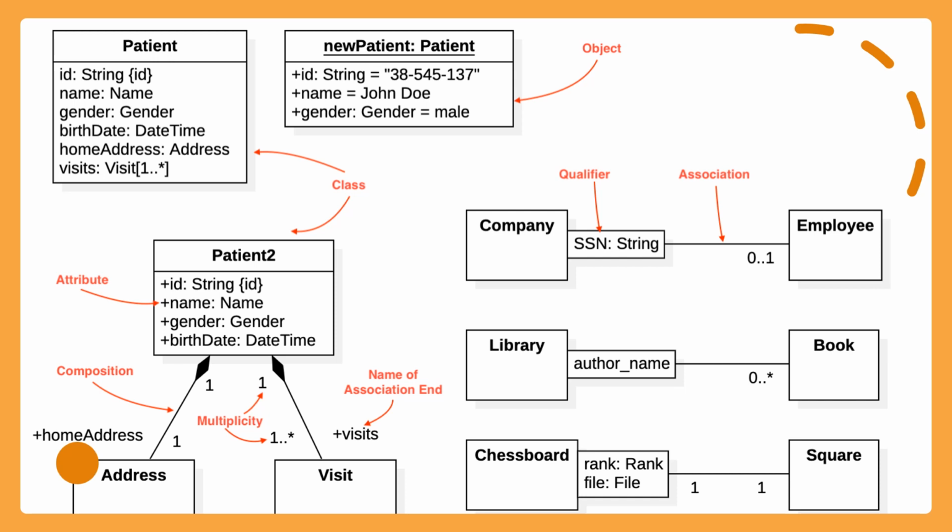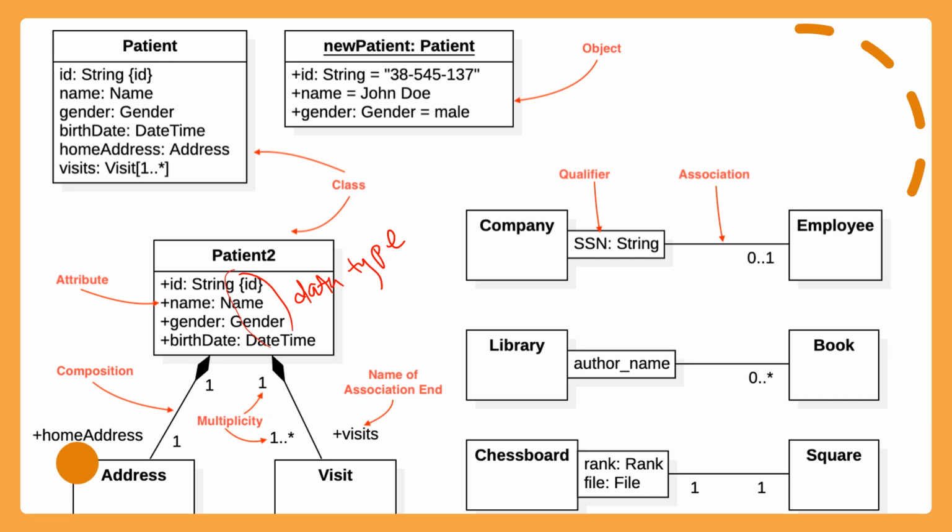You learned this during object-oriented class, right? So I hope you remember this information. We have this rectangle with the object name or class name, together with the attributes. For example, here is the ID, and this is the data type. The name, gender, and birth date, and this is the data type. Okay, right.